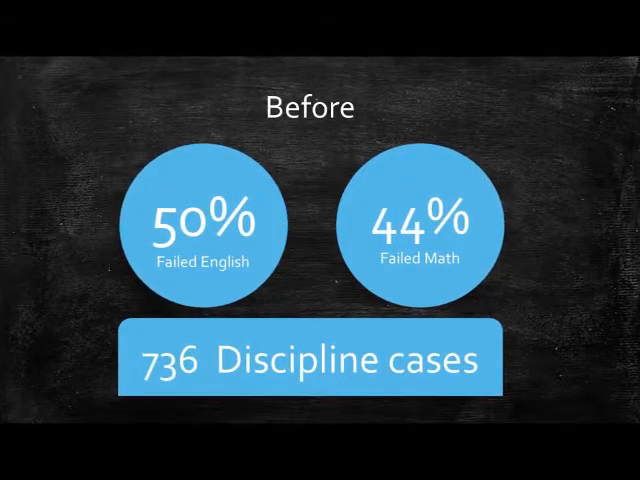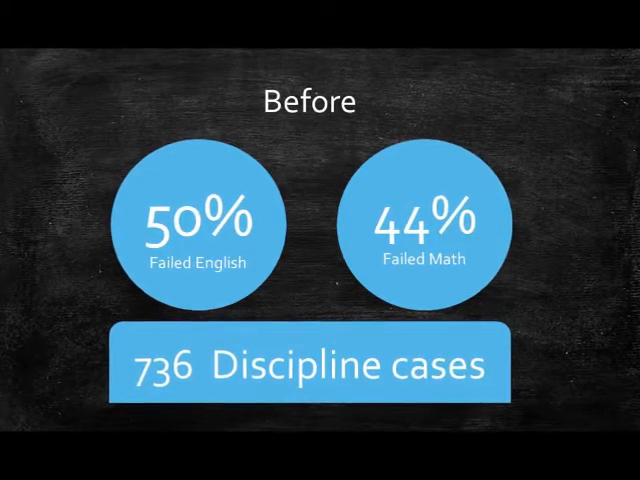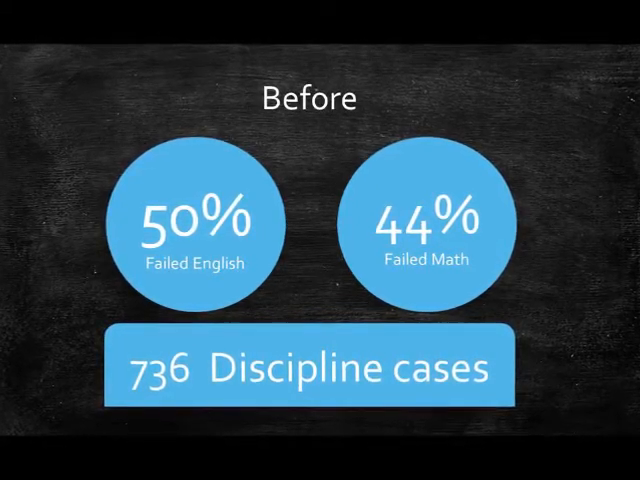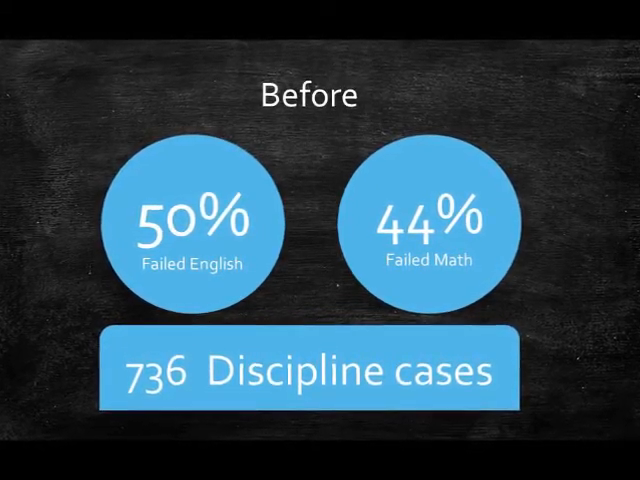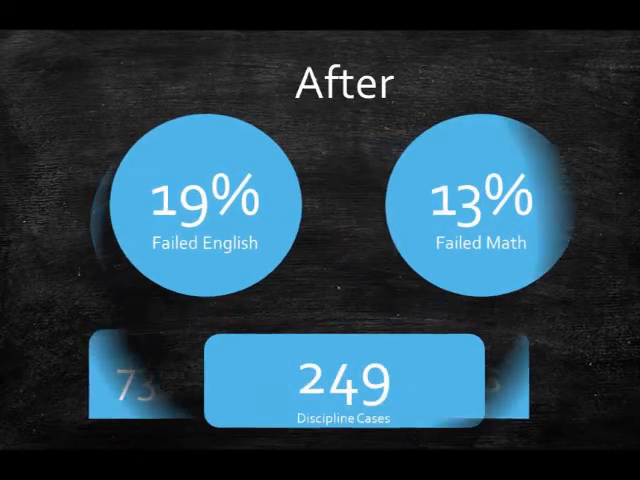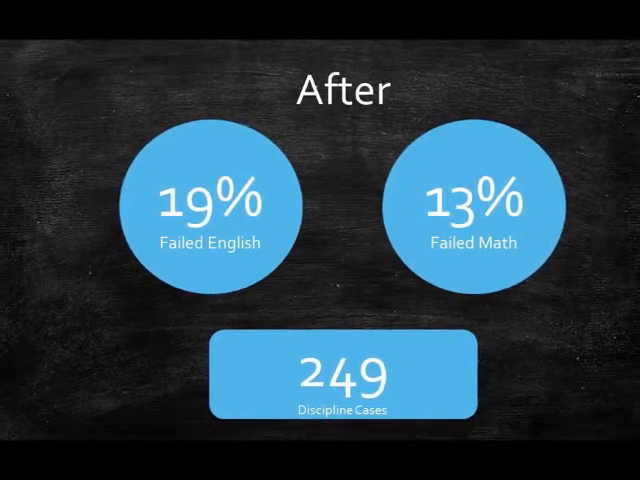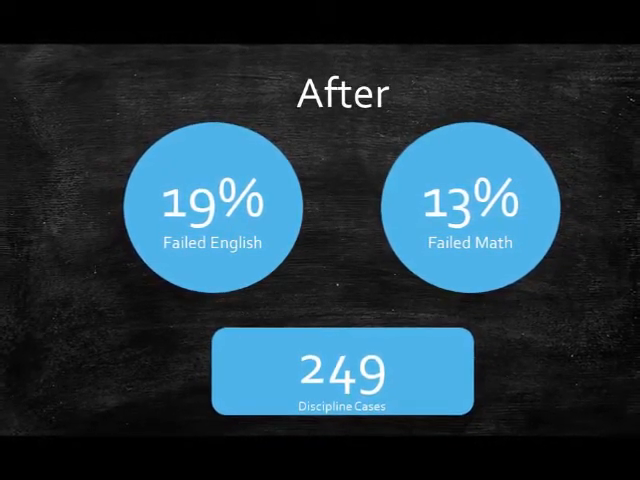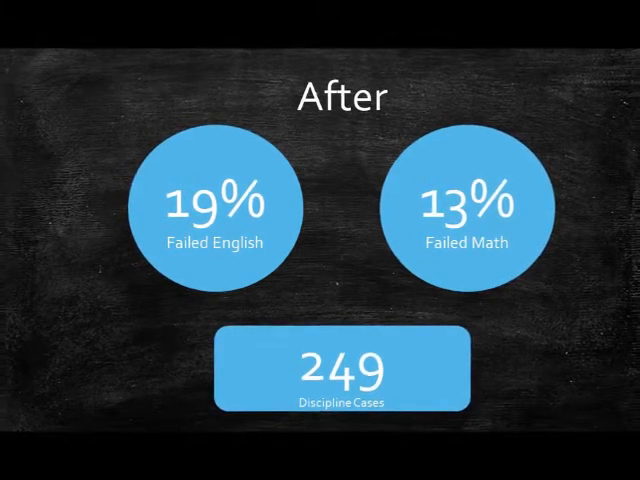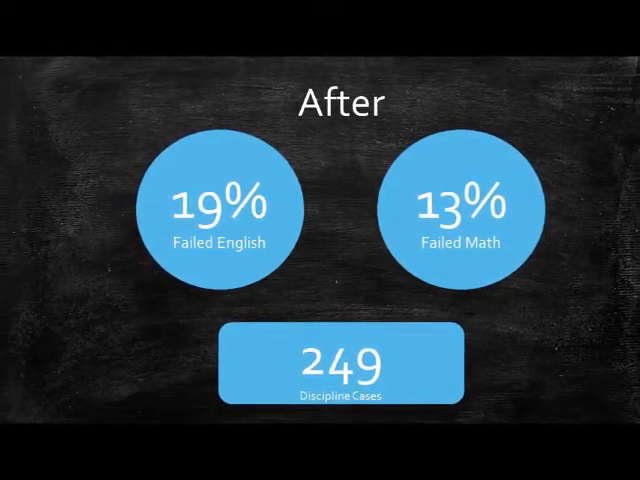Before the flipped classroom, more than 50% of the freshmen failed English and 44% of the freshmen failed math. There were 736 discipline cases in one semester. And after the flip, only 19% of freshmen fail English and 13% of freshmen fail math. And there were only 249 discipline cases in that semester.